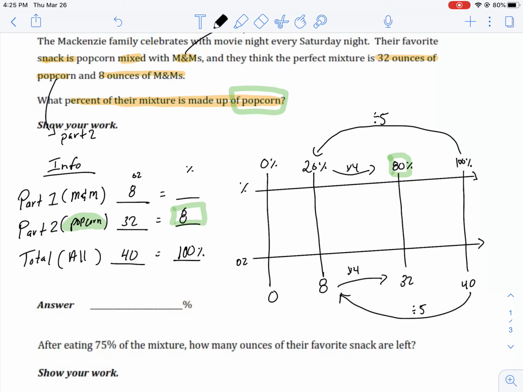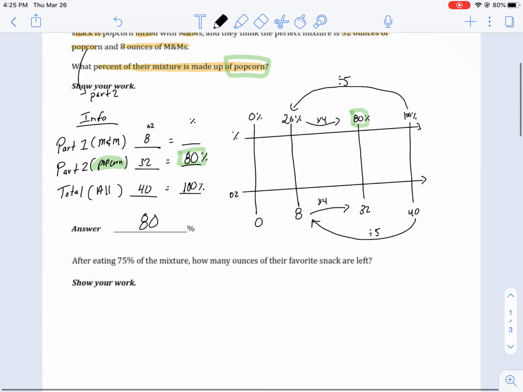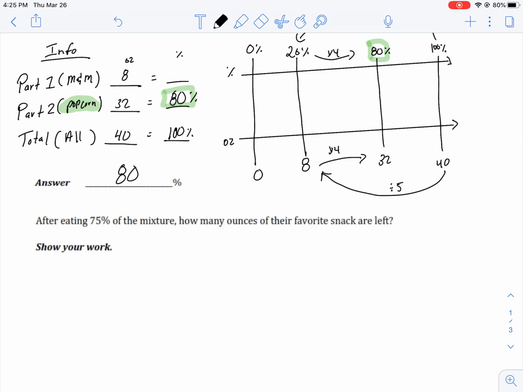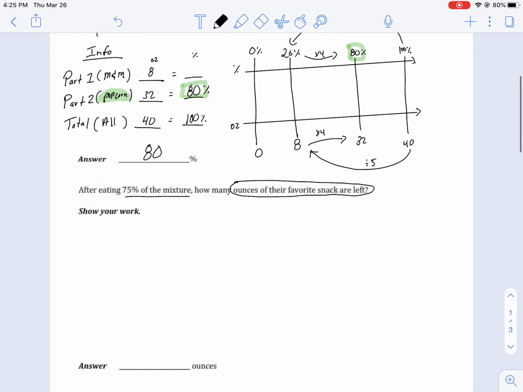So popcorn makes up 80% of the mix. All right, put 80%. And then here, there's a second part to it. It says, after eating 75% of the mixture, how many ounces of their favorite snacks are left? So they're going to eat 75%. All right, well, we got most of the information done.